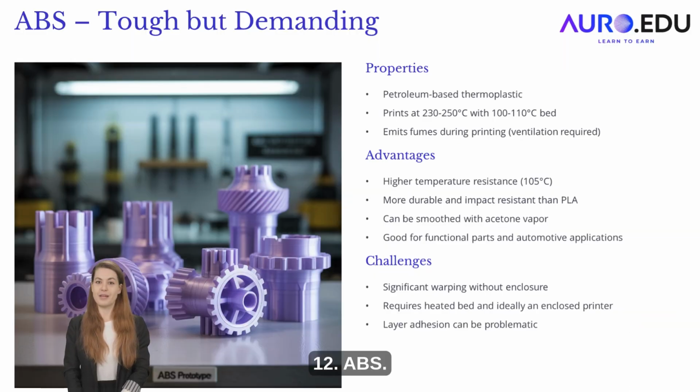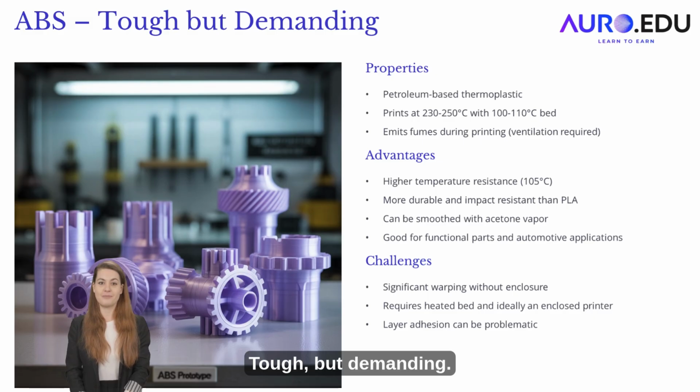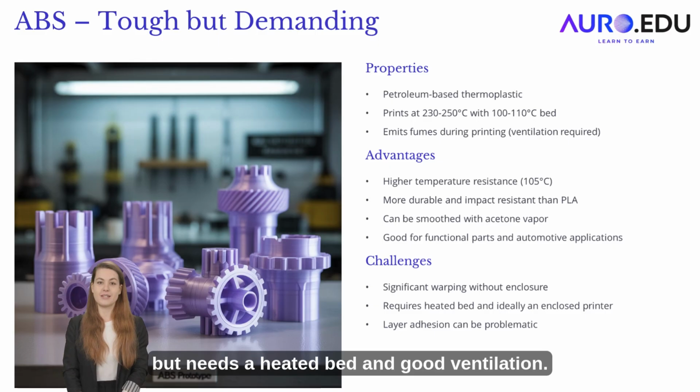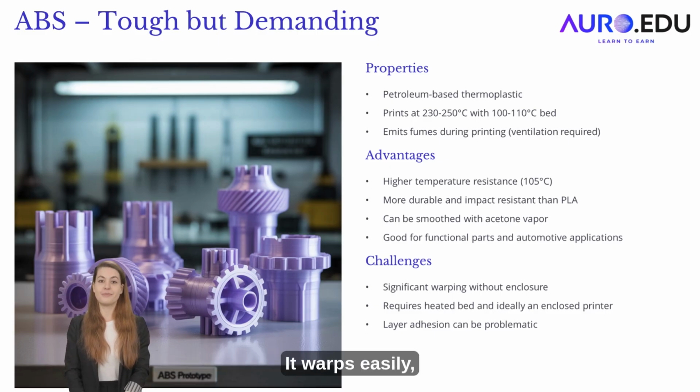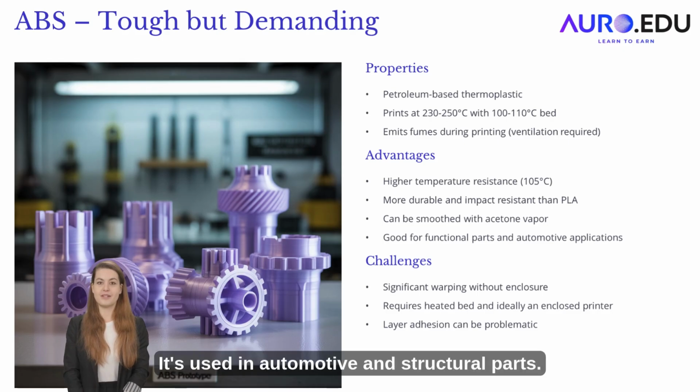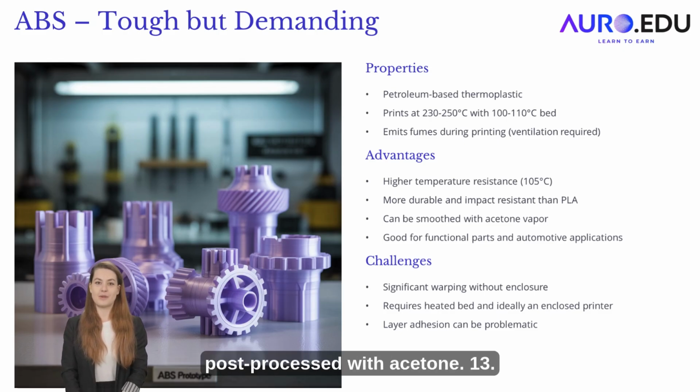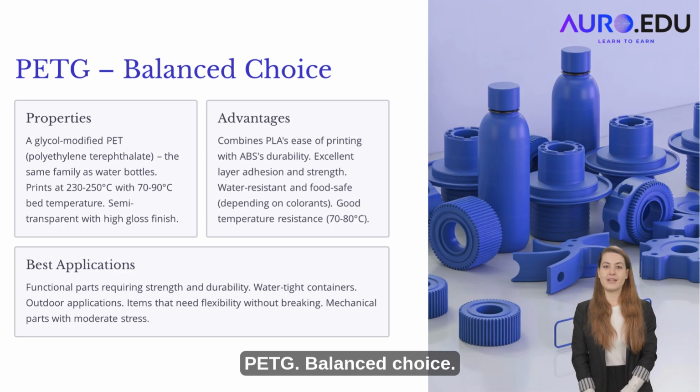12. ABS, Tough but demanding. ABS is more durable than PLA but needs a heated bed and good ventilation. It warps easily, so an enclosure helps. It's used in automotive and structural parts. Though tricky to print, it offers great strength and can be post-processed with acetone.